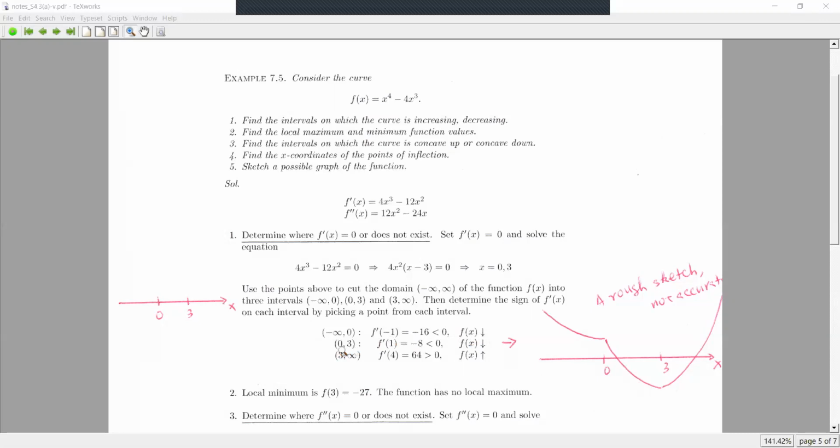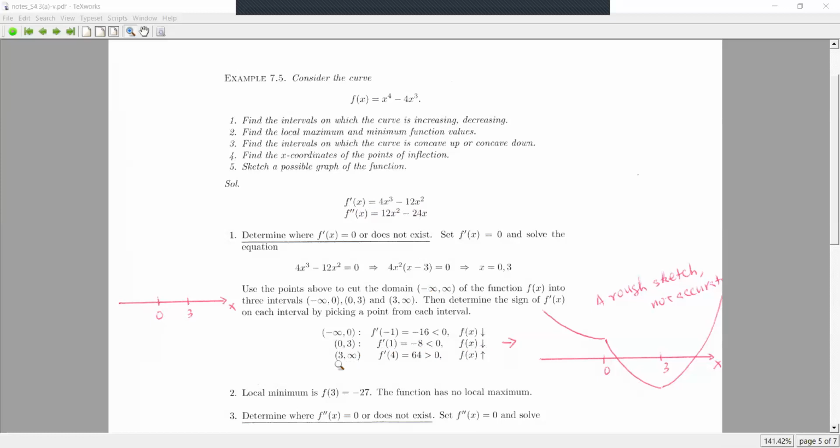Now, second interval. To determine the sign of the derivative, I arbitrarily pick a point from this interval, say pick 1. Plug in 1 for x here. The derivative at 1 is 4 times 1 to the third minus 12 times 1 squared, -8. Less than 0. So on this interval, the derivative is less than 0. The derivative is the slope. Slope of a curve less than 0. So the curve is decreasing.